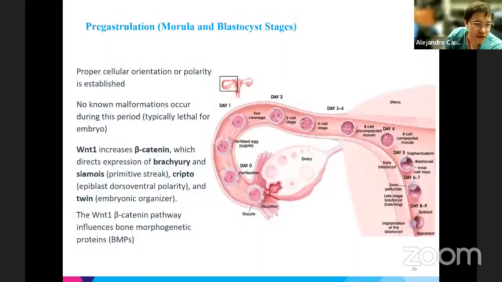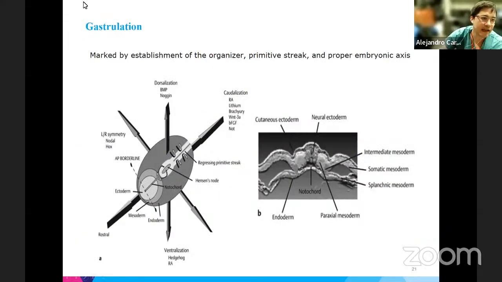right, so I just want to circle back, and there are a lot of genes implicated in the formation of the primary germ layers, and then the various portions of the CNS. Here you see Wnt1 as one of the genes, which is heavily involved in the pre-gastrulation stage. And here in gastrulation, I want to point out hedgehog, which is involved in ventralization.